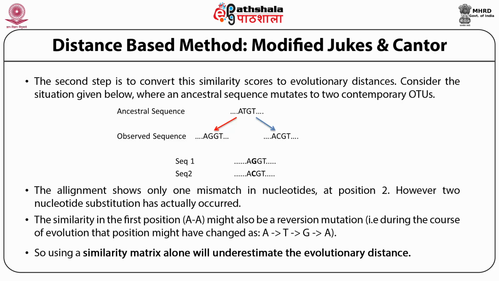So using a similarity matrix alone will underestimate the evolutionary distance. What we observe is A in both cases, but there could have been intermediary mutations in the first position, and there could have been a reverse mutation where it once again changed to A when we observed. So this cannot be treated to be the same as the mutation that we saw in the second position. So a similarity matrix using similarity indices alone will underestimate the evolutionary distances. So we have to make appropriate models that estimate the evolutionary distance more accurately.